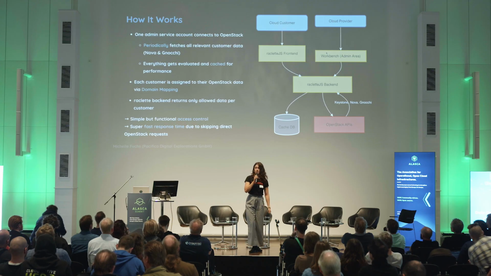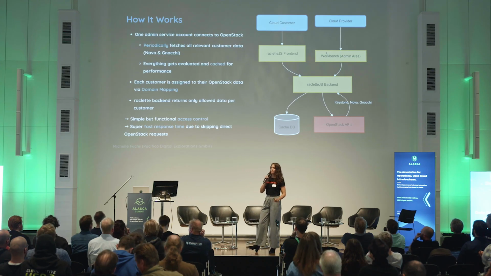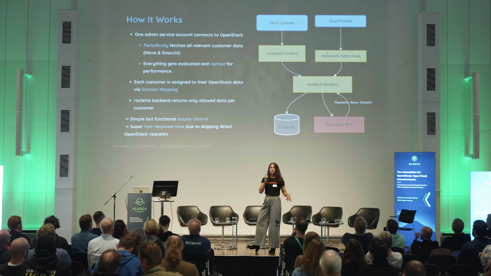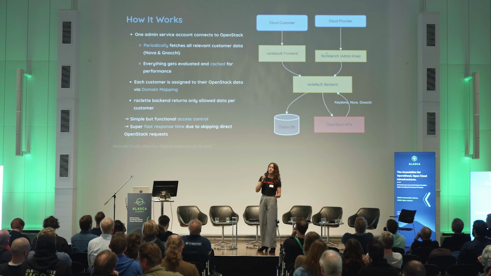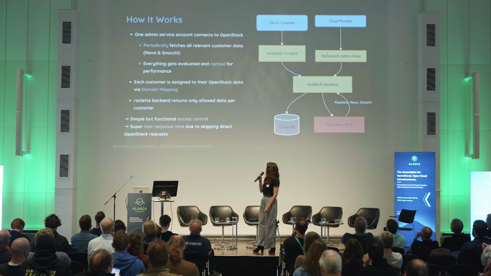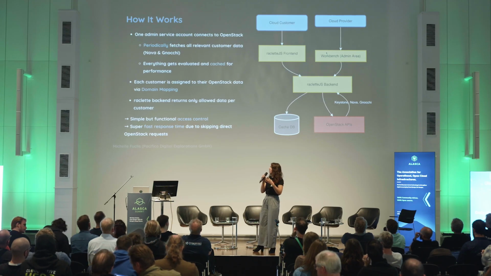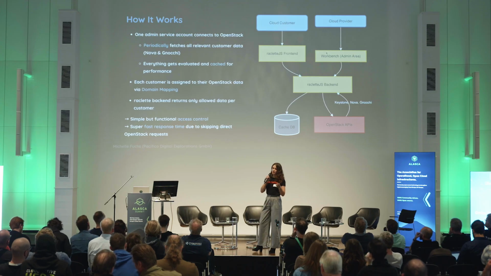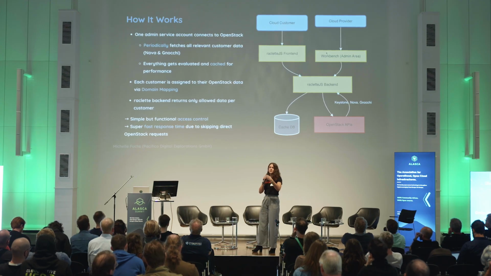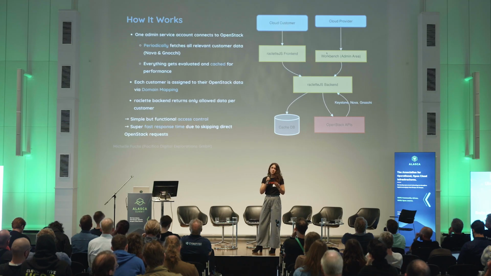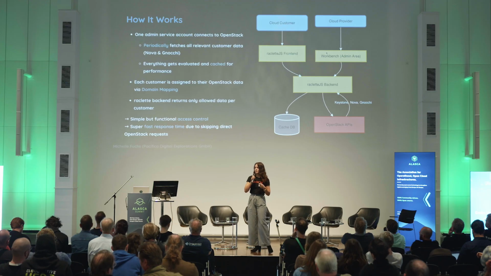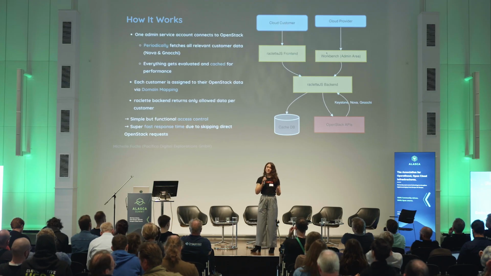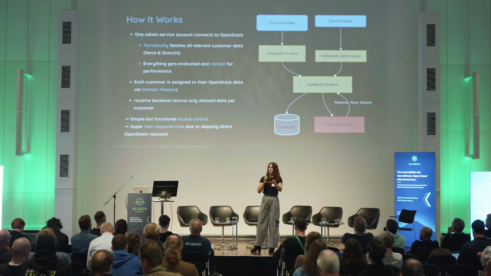So how does it work? Very quick and simple. We have one OpenStack service account that has access to all the data, and we periodically fetch this data and save it in our own cache. So we don't rely on OpenStack directly. Each customer is then mapped to the OpenStack via their domain, and raclette just returns the data a user is allowed to see. An admin can see everything. As a customer, well, obviously not. So this is a very simple but functional access control approach, and it's really fast compared to accessing OpenStack all the time.